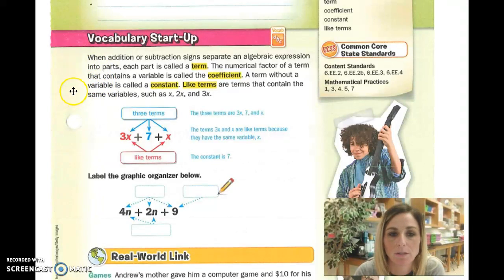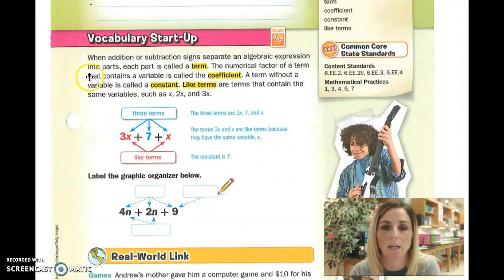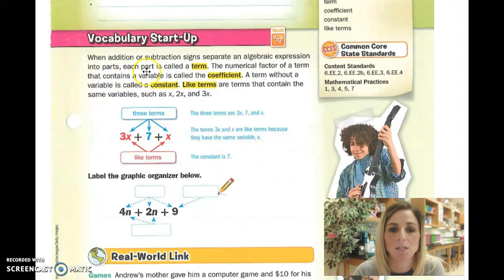It says, vocabulary startup. When addition and subtraction signs separate an algebraic expression into parts, each part is called a term. The numerical factor of a term that contains a variable is called a coefficient. A term without a variable is called a constant, basically a number. Like terms are terms that contain the same variables, such as x, 2x, and 3x. They're all like terms because they all have the variable x.